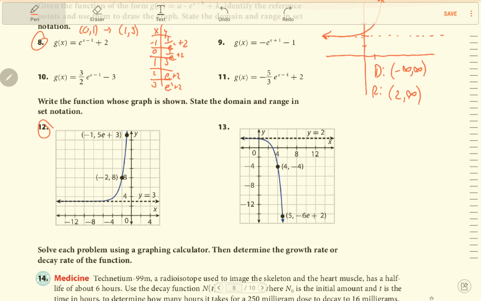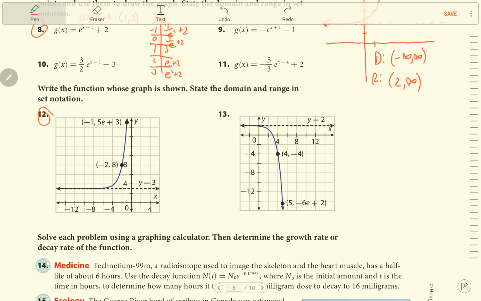Okay, and then number 12, you can see here that we've got a graph of an exponential function, and we're supposed to come up with its function. Okay, so e is going to be our base. We can see here that we're shifted up 3, right, because we have a y equals 3, our horizontal asymptote at 3. We're also left 2.